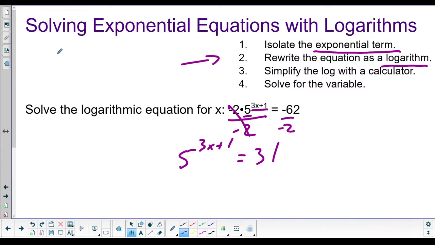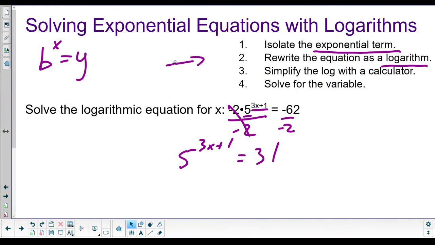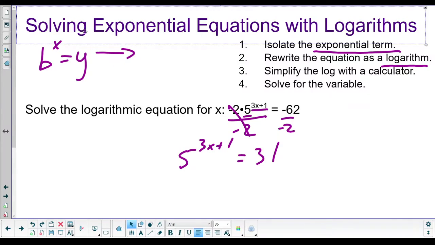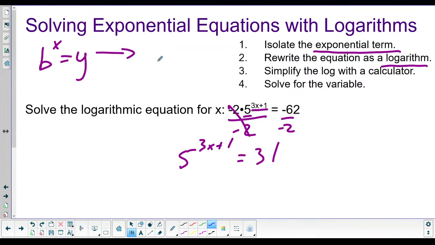So let's talk about logarithms really quick. If we have an exponential, so it's got a base, it's got an exponent, and it equals some number, the way this exponential turns into a log is it turns into log. The base of our logarithm, the little subscript number, is whatever the base of the exponential is. The inside of our logarithm is going to be the answer of the exponential. And then the log tells us what the exponent was. So the answer of the log is the exponent.